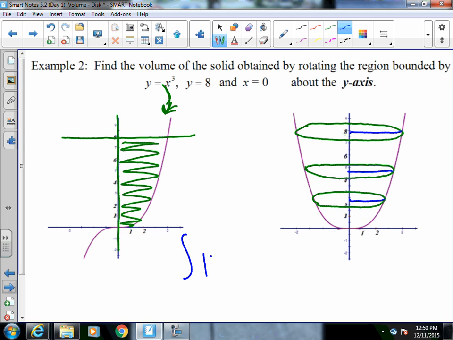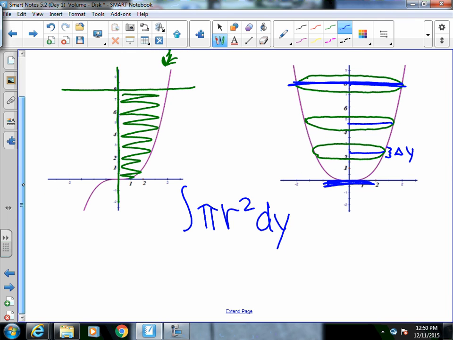We know we're going to need pi r squared because each one's a circle. Well, what's the thickness of each of these circles? It's a little bit different. If we talk about how thick each of these circles are, we're talking about a dy. So we need to do this problem entirely in terms of y. And these circles are going to be stacked from down here to up here. So our limits of integration go from 0 to 8.